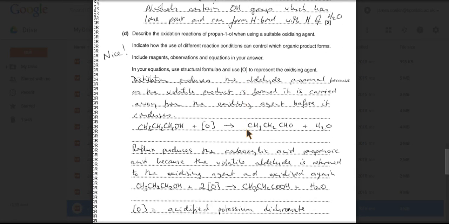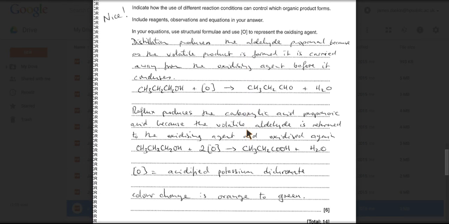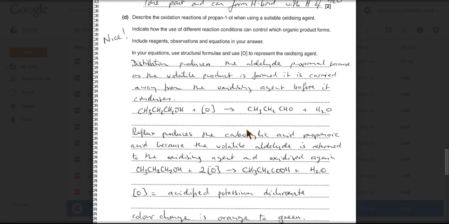Nice question here with quite a few marks. Yeah, 6 marks going for it. Describe the oxidation reactions of propan-1-ol using a suitable oxidizing agent. So obviously we're going to need to name that oxidizing agent and indicate how the different reaction conditions can dictate which organic product forms. So they're going to be wanting you to talk about reflux and distillation. Include reagents, observations, and equations in your answer.